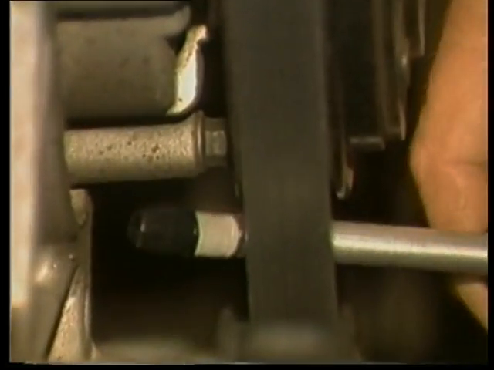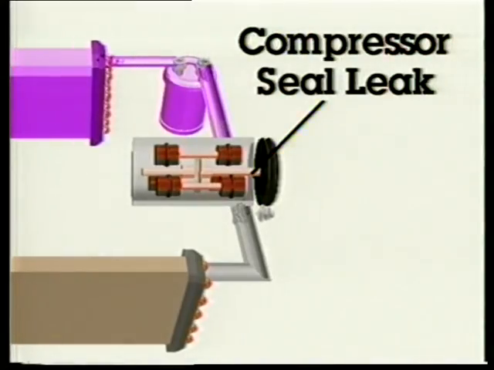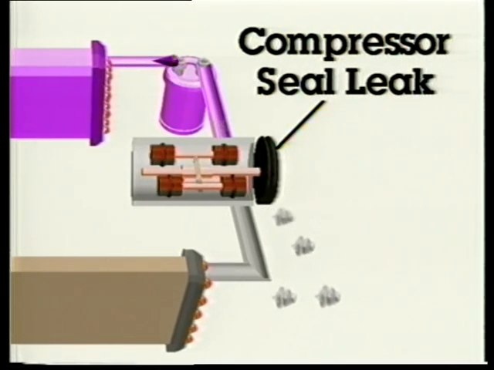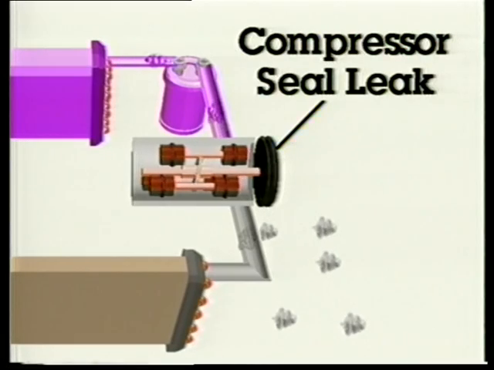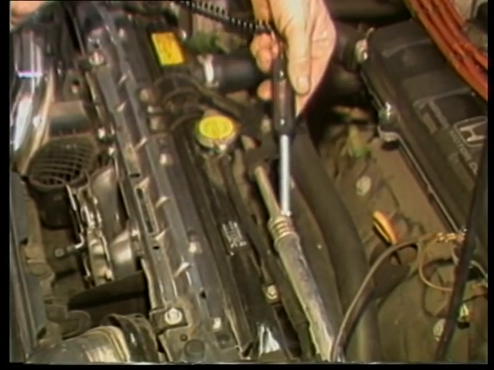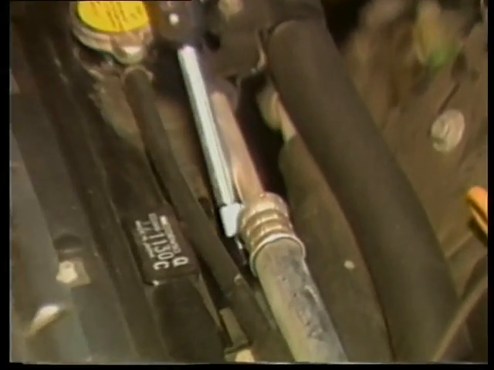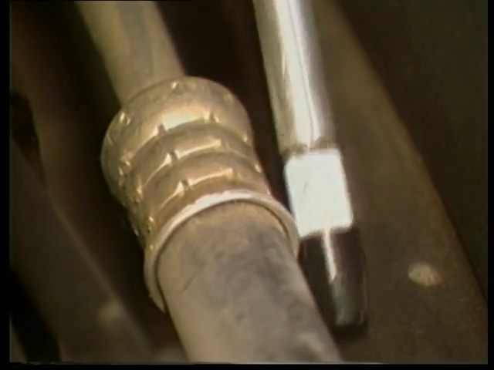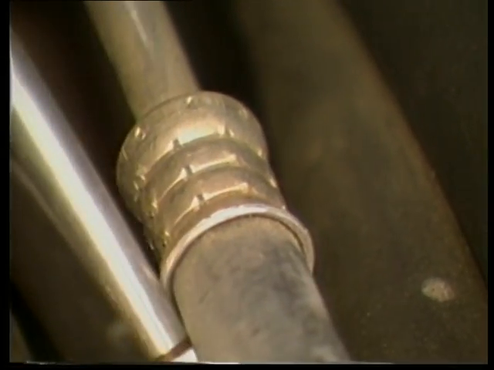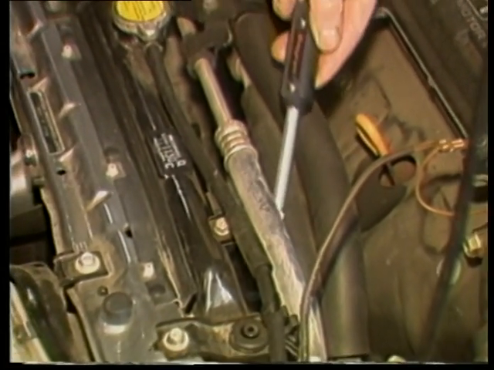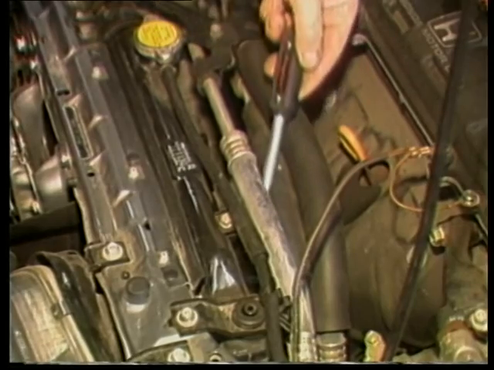Here, we're checking for leakage around the compressor seal. This is one of the most common leakage points in an air conditioning system. Also check for leaks at line and hose connections. When leak testing, make sure you have an adequate charge of refrigerant and that the engine is off. Since refrigerant tends to settle downward, check under potential leakage points.